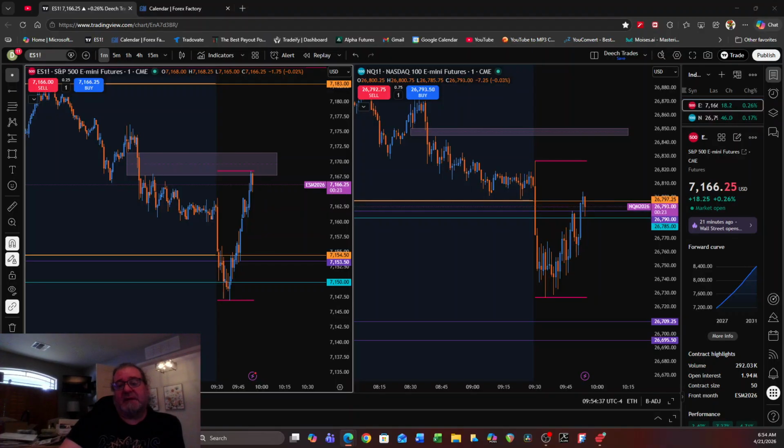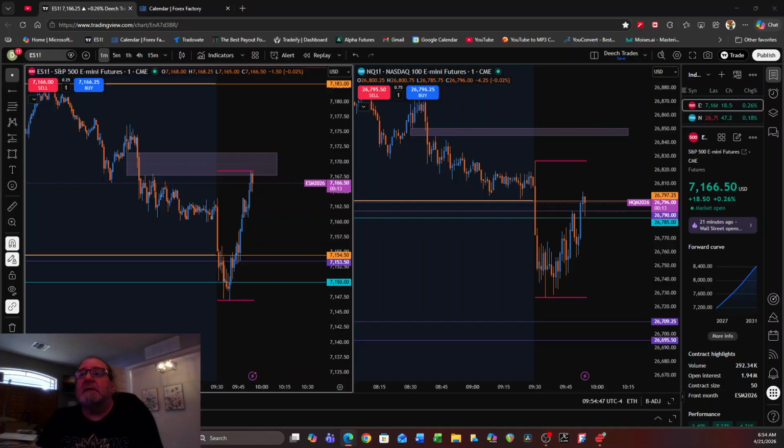NASDAQ definitely is more volatile. I still think there's a long here. We did pop down into that value gap. I think I just have to wait until we break the value gap on the 5-minute. I just don't think we're there yet.